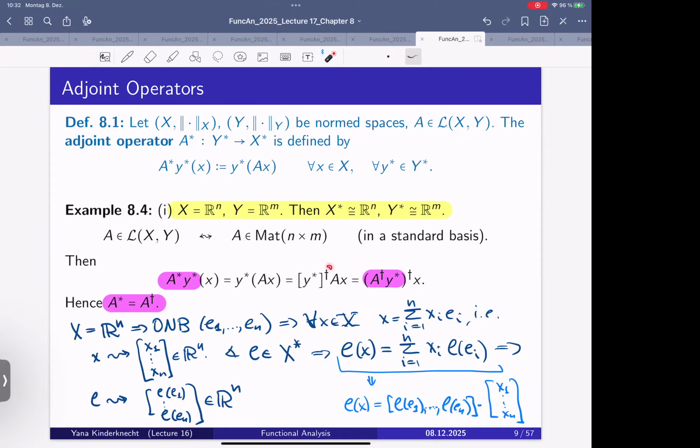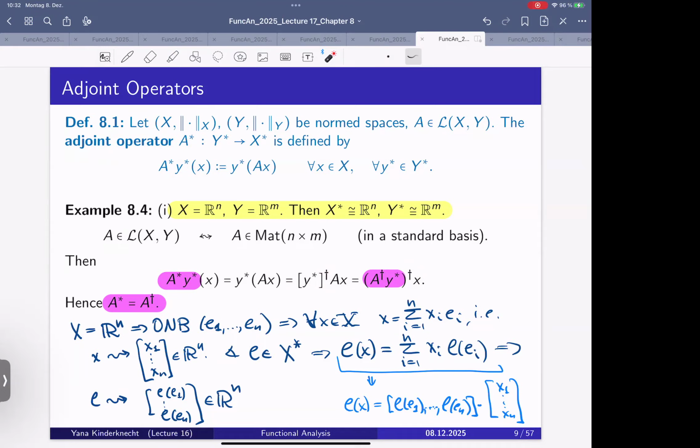So what does this transpose mean? This means that my Y star should be a column vector. And I use this transpose here to specify that this is now a row vector, not a column vector. The same is here, just to make a row from a column. Okay? Okay, it's clear now. Perfect.